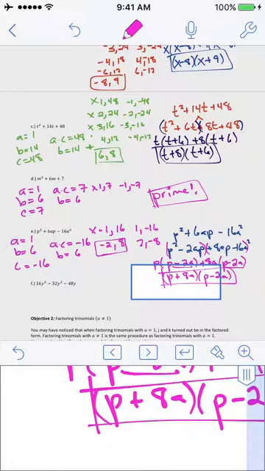Play the game, separate that middle term. That's all you're doing. You're unmultiplying. You're using skills you already know how to do, multiplying polynomials, and you're just doing them backwards. That's literally all you're doing.